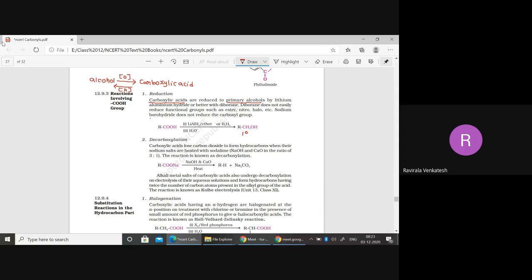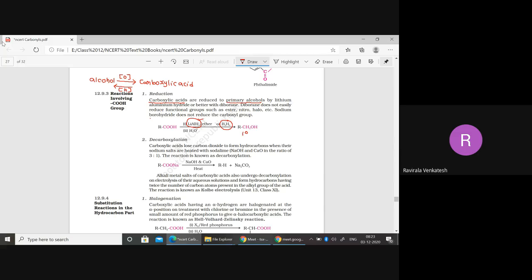What are the reagents we are taking here? The best reagent is lithium aluminum hydride. But lithium aluminum hydride is very costly, expensive. That is the reason we convert the carboxylic acid into an ester. Then the ester can be reduced easily using any reducing agent. We can even take diborane also, B2H6, or lithium aluminum hydride, one of the reagents.